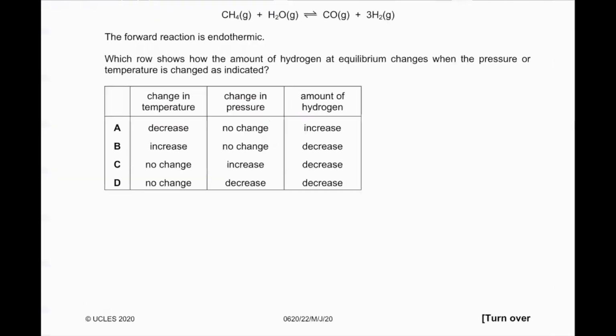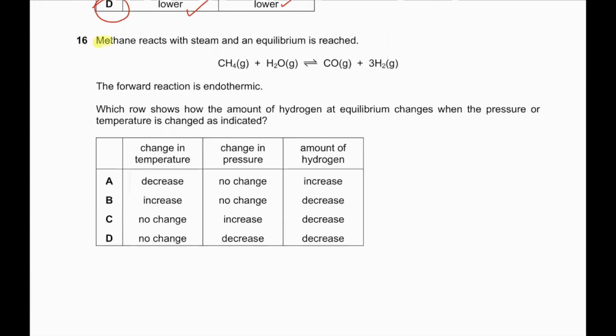Guys, question number 16. Methane reacts with steam and an equilibrium is reached. So when methane is reacting with steam, it produces carbon monoxide and hydrogen. The forward reaction is endothermic. Which row shows how the amount of hydrogen at equilibrium changes when the pressure or the temperature is changed as indicated? All right, change in temperature.